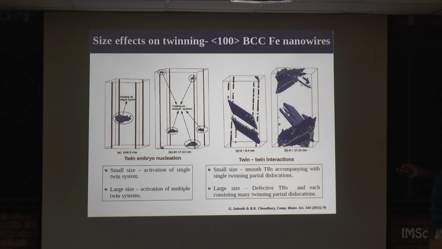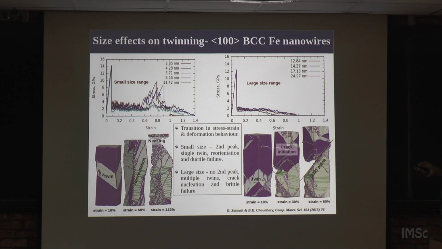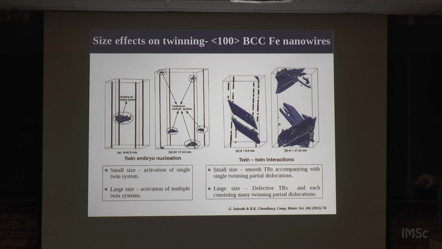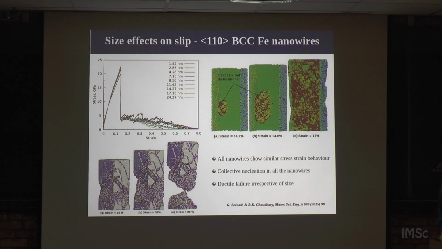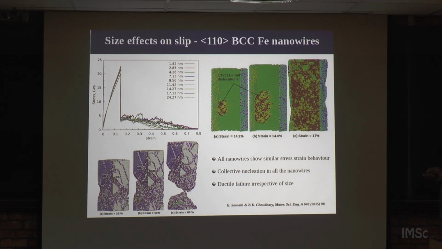So, this is again how the defects behave. As I have already told, in small size there is only a single activation of a system, whereas in large size there is multiple activation, which leads to twin-twin interactions and brittle failure. Here, because of single activation, there is a ductile failure. Now, this is how the size influences the other orientation, where slip was dominant. You can see that irrespective of size all nanowires have a similar behavior in stress-strain curves.